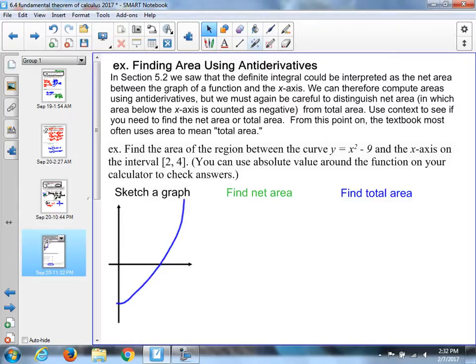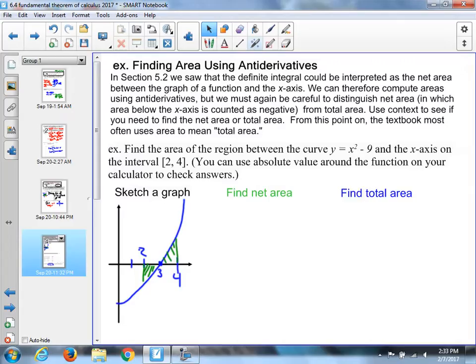Then from 2 to 4, x squared minus 9, where's my 0 on that? 3. 3 squared minus 9. So if this is 3 here, going up to 4 and 2. Okay. I want the area. You can see that it'll include this negative portion and this positive portion, right? So the net area and the total area will be two different things. The net area is easier to find.